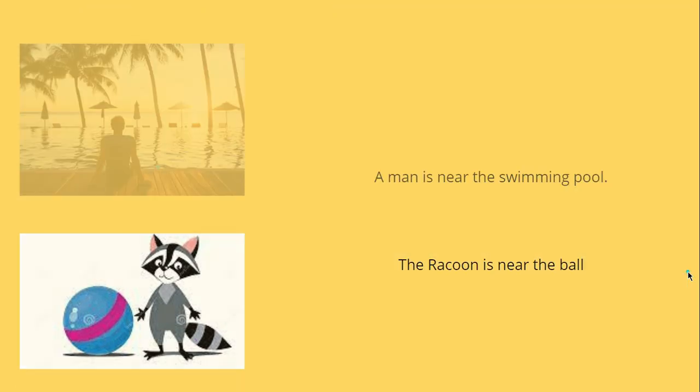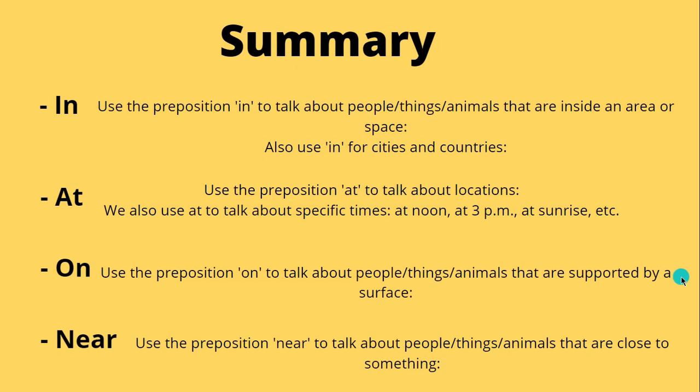All right, guys. So just to get a quick summary, the preposition in is used to talk about people, things that are inside an area or space, and we can also use it for cities and countries. At is used to talk about locations. We can also use it to talk about specific times, for example, at noon or 3 p.m., at sunrise. On is used to talk about people or things that are supported by a surface. And near is used to talk about people, things, or animals that are close to something.